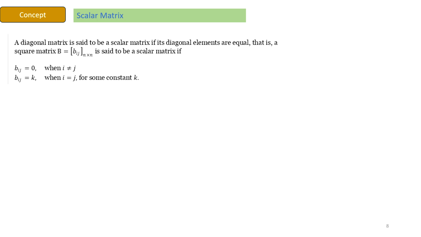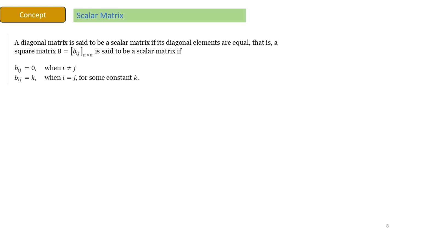Concept: Scalar matrix. A diagonal matrix is said to be a scalar matrix if its diagonal elements are equal. Consider a square matrix B. B is said to be a scalar matrix if Bij is equal to 0 when i is not equal to j, and Bij is equal to, say, an integer k when i equals j.